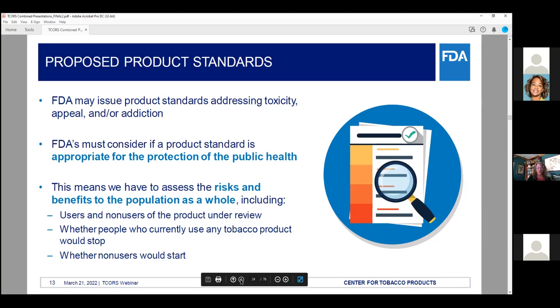When we think about appropriate for the protection of public health, it's slightly different than some of the other center activities here at the FDA. It means that we really need to assess the risks and benefits to the population as a whole. That includes understanding the impact to both users and non-users of the tobacco product. Here on the slide, it notes under review, but that also includes product standards and other activities. We have to consider whether people who are currently using any tobacco products would stop using tobacco products as a result of this regulatory action, and whether non-users would start. So again, understanding the population as a whole. Next slide, please.